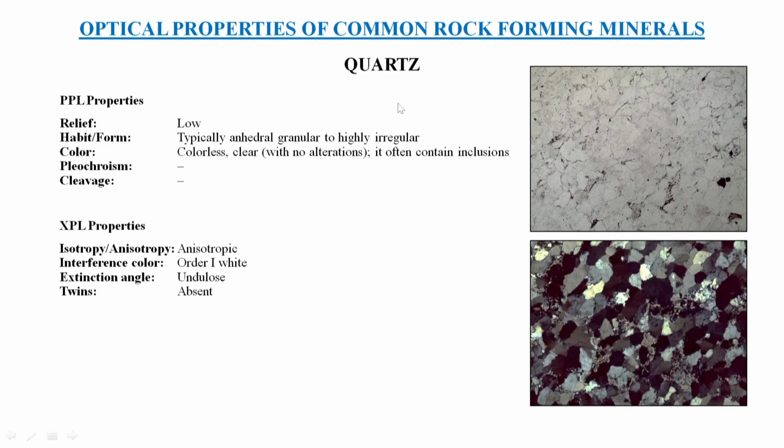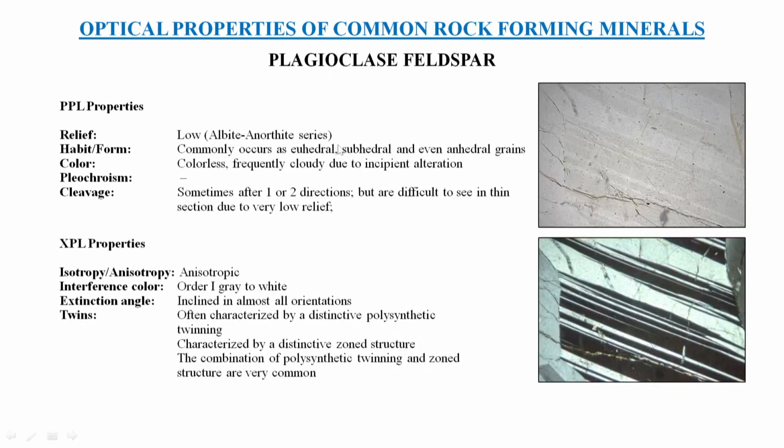Finally, to look broadly at some optical features of different rock forming minerals, starting with quartz. Quartz has a very low relief, is typically anhedral and colorless, and is anisotropic. Like I was mentioning in the beginning, quartz is used as a qualitative standard for assessing whether a thin section has been made correctly or whether there are some problems in the making of the thin section. It also shows some undulose extinction.